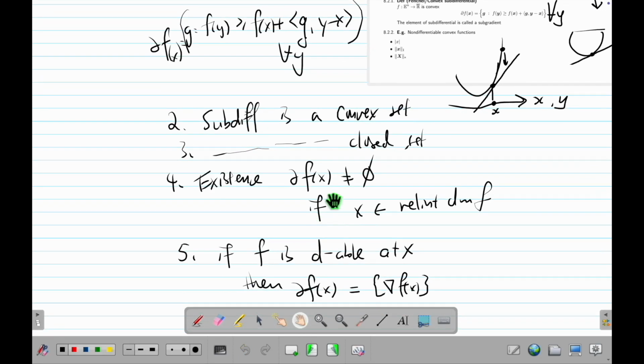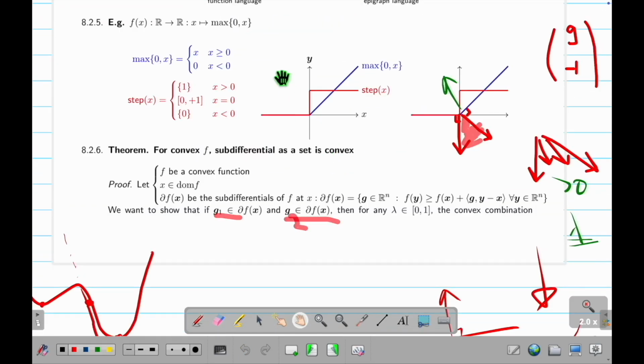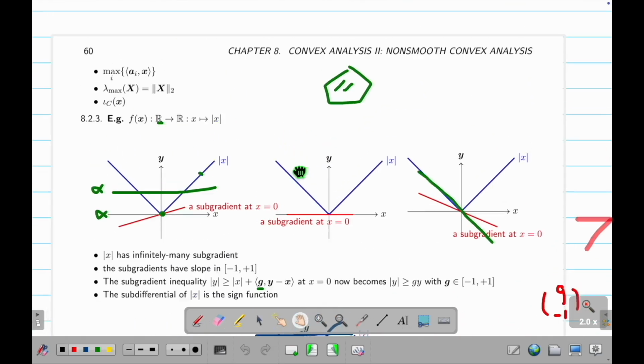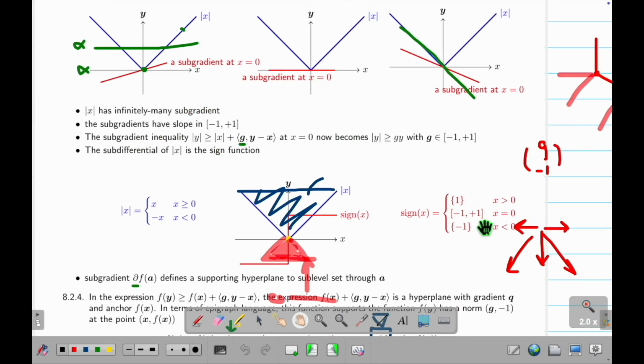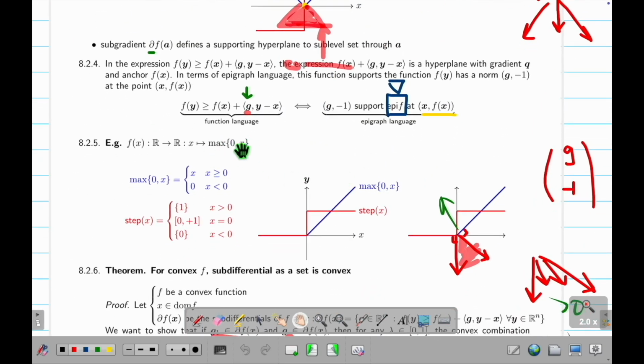Let's talk about how do we compute subgradient. So first, I already showed you 2 examples. What's the subgradient of absolute value? This thing. When x is 0, you have a set. What's the subgradient of this thing? This thing. When x is 0, you have a set.